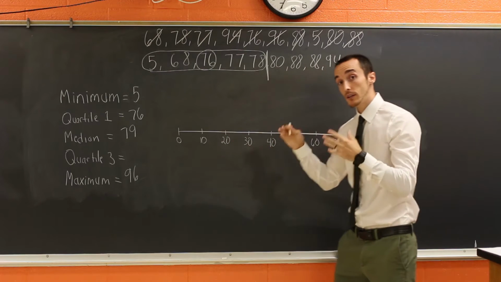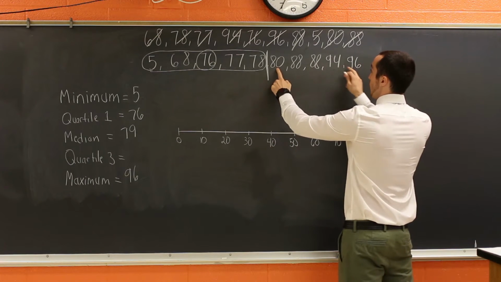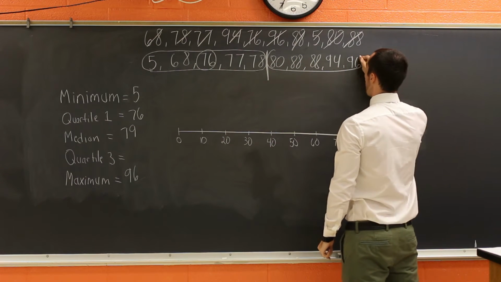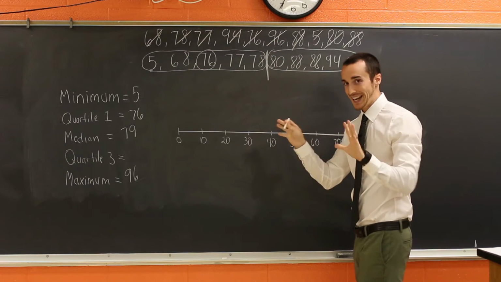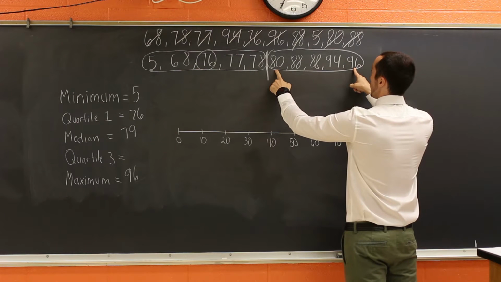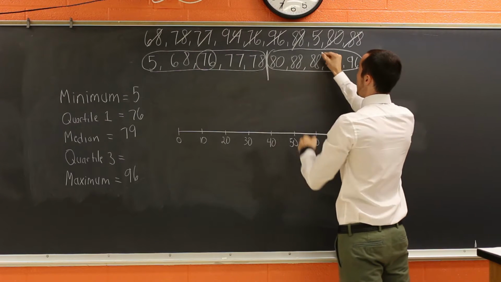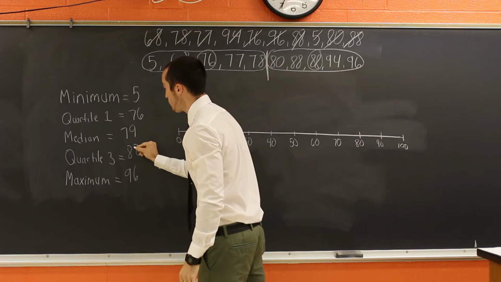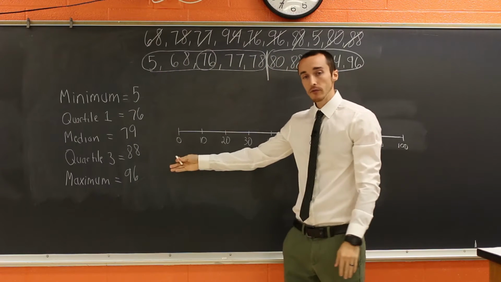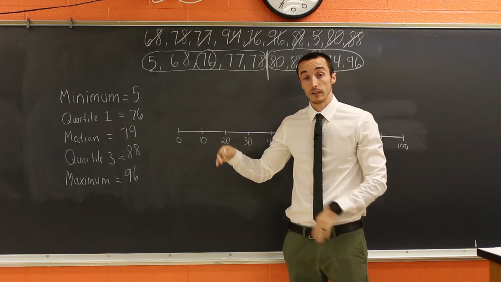Same thing on the upper end to find our quartile 3. We're gonna look at the upper half of the data. Remember, not including that 79 because it's not even technically in the data set. So we're gonna count to the middle, and in this case, it is an 88. So that is our quartile 3. And now what we have to do is put these on the number line.